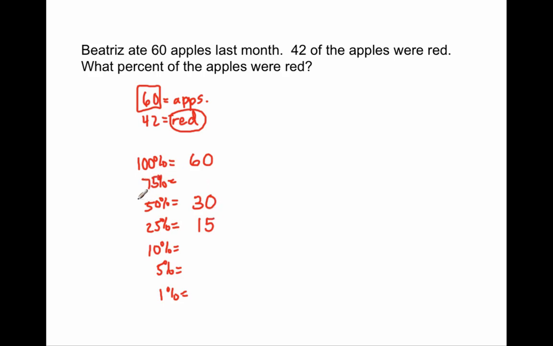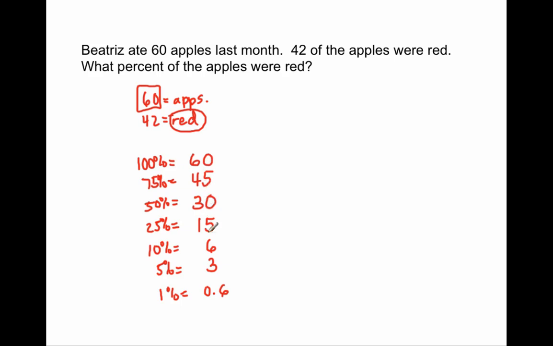Next, to find 75%, just add up what you get for 50 and 25%. And that is 45. 10% is moving the decimal point 1 place to the left of 100%, so that's 6. 5% is moving the decimal point 1 place to the left of 50%, that's 3. And 1% is moving the decimal point 2 places to the left of 100%, and that is 0.6. Alright, now I'm trying to get to the number 42. If I'm looking here, there's no number here that can get me to 42. But I know that 45 is closer to 42, so I know the answer is close to 75%, but a little bit less than it.